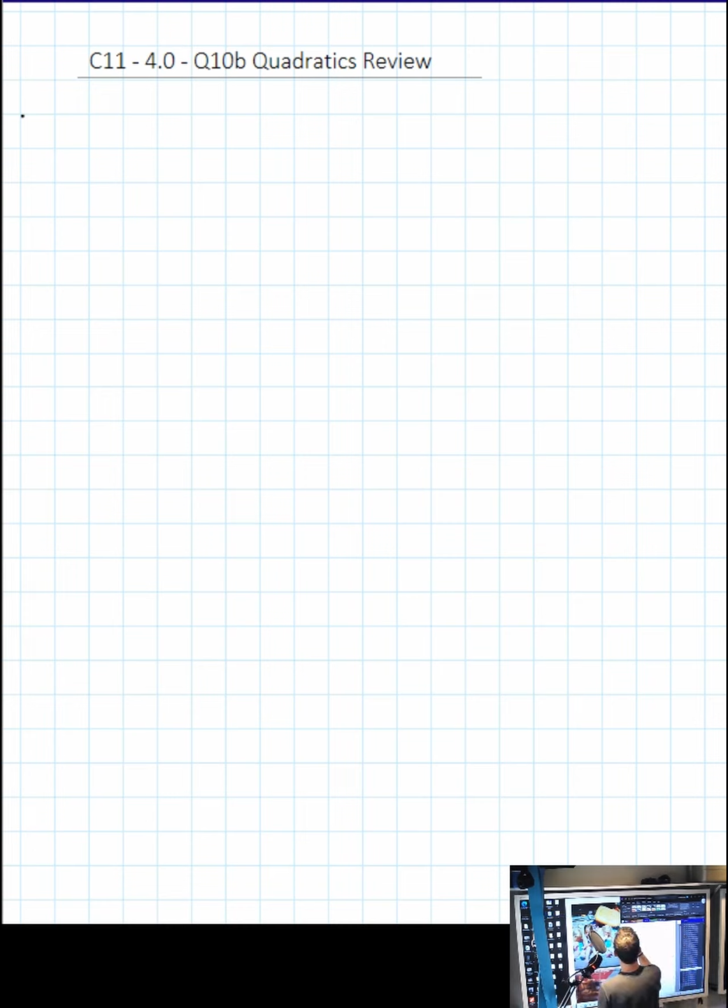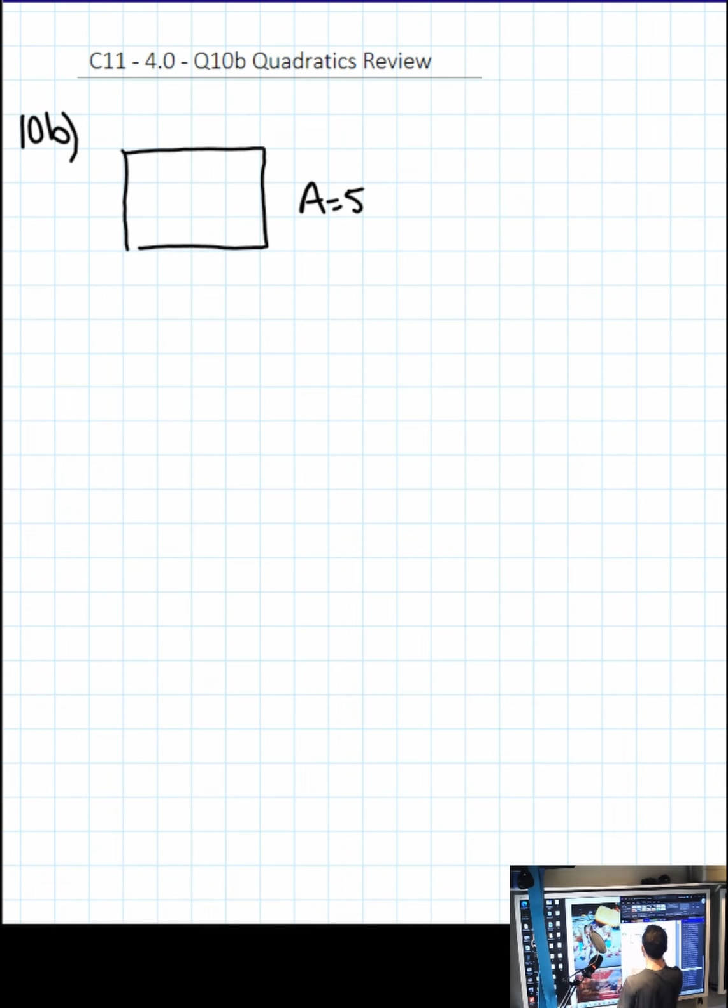Okay, we have 10b. Find the dimensions of a rectangular garden. So let's draw a rectangular garden with an area, A equals 56, and a perimeter, P equals 30. So let's start off with both of our equations.